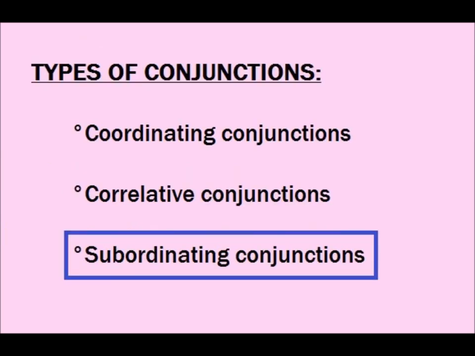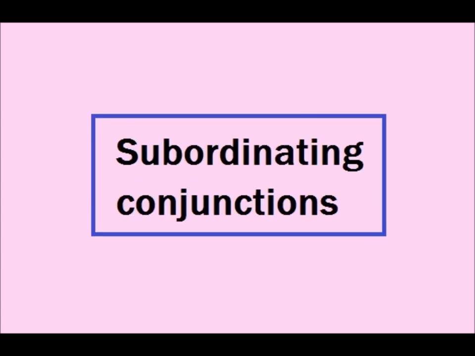Now, we're going to discuss the subordinating conjunctions. Subordinating conjunctions are conjunctions that link two clauses that are not at the same grammatical level. This is very important and different from the coordinating conjunctions which link two or more elements that have the same grammatical level. The subordinating conjunctions link two or more clauses that have different grammatical status.